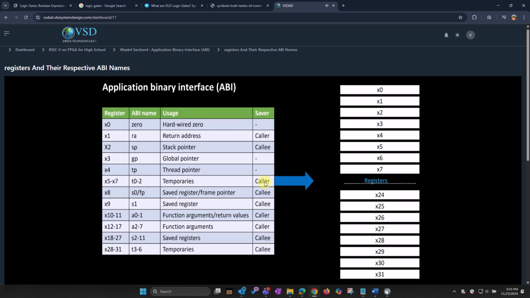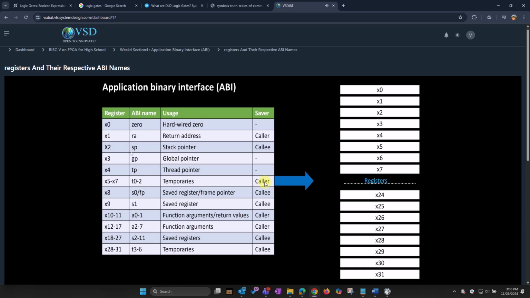x8 is called the saved register or the frame pointer. x9 is also a saved register. x10 to x11 are called the argument registers. These are the registers where you can pass on the arguments. I'll again talk about that once we reach there. x12 to x17 are again argument registers. The x18 to x27 are saved registers, and x28 to x31 are again temporary registers. So we'll talk a lot about each and every one of them, and what each and every one of them means to us.